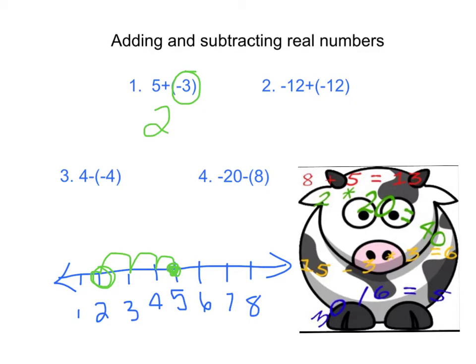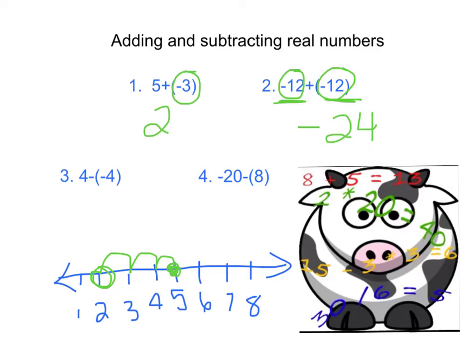For number 2, we have negative 12 plus a negative 12. Well, that means we're starting at negative 12 and we're adding another negative 12 to it. Or let's say I owe somebody $12, so I'm $12 in the hole, and I'm adding another $12 in the hole to that. So I'm not at 0, I'm actually at negative 24.